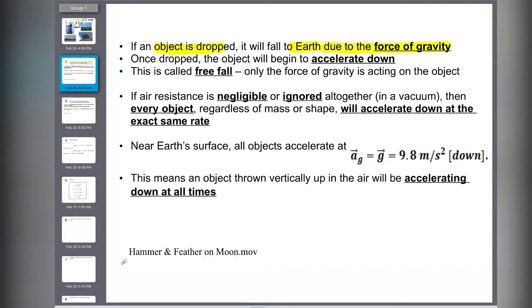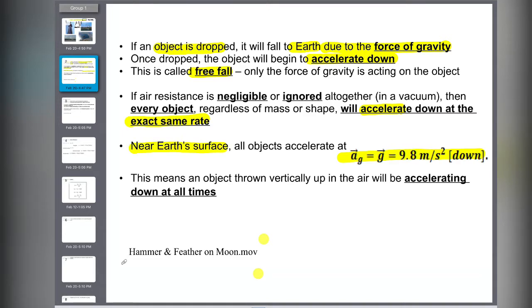Okay, so if an object is dropped, it is falling towards the earth due to the force of gravity, and we say that it's accelerating downwards. The word we use is called free falling. And we assume that there's no air resistance. That's just an assumption to make the calculations easy. And we assume that the acceleration is always at the same rate. And the value that we use is 9.8 meters per second squared down.